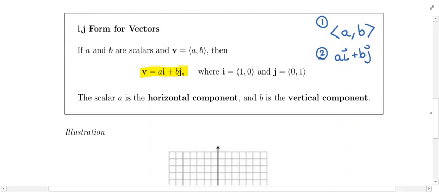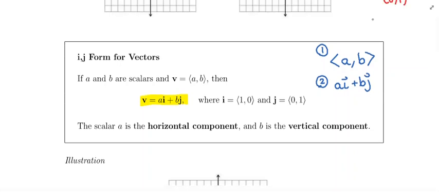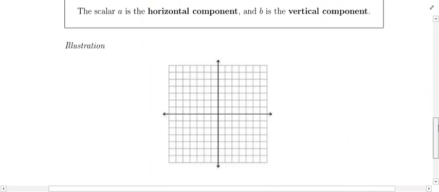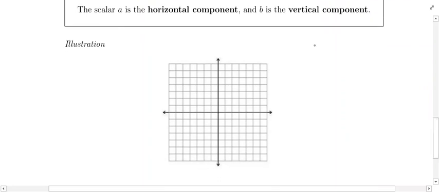As an example of this, let me draw an illustration here. We looked at this particular vector earlier, I believe. In component form, it's going to be <-4, -7>.